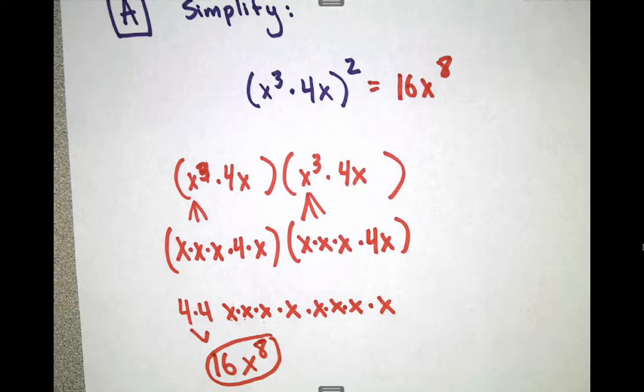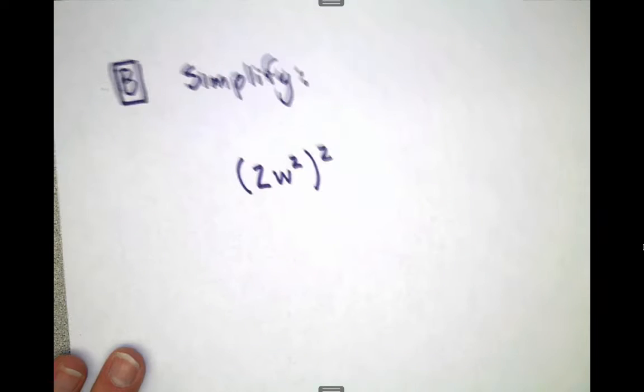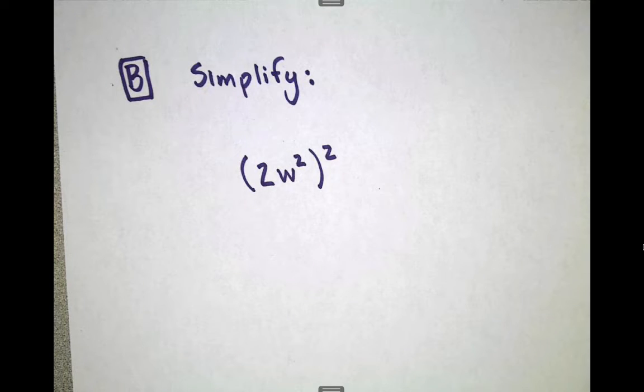All right, let's try another problem. We're going to call this part B. Same directions. We are going to simplify. This time we are going to simplify parentheses 2w squared, squared. So right now, again, hit the pause button and see if you can do this.